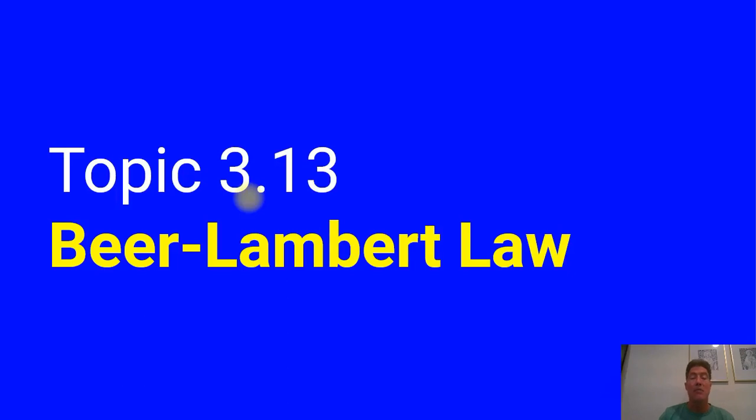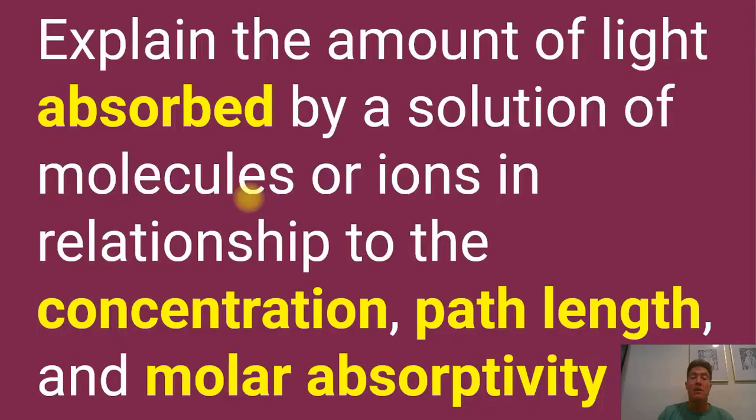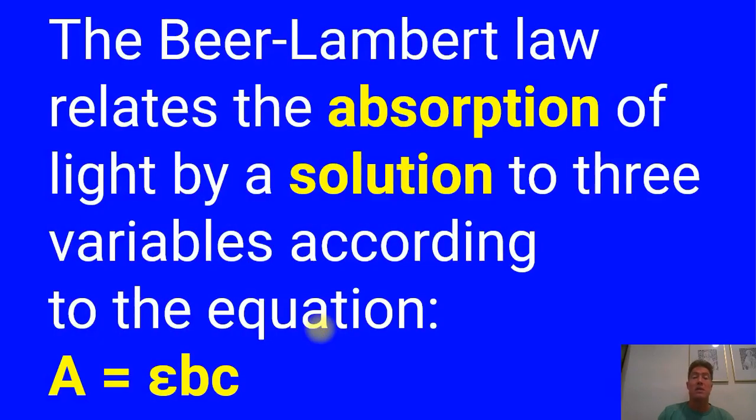That takes us to Beer-Lambert law. This is all about absorption, light absorption. The amount of light absorbed by a solution is related to the concentration of the solution, the path length, so how much distance the light has to cover, and what's known as molar absorptivity, how much light this solution will absorb. So this gives us the Beer-Lambert law, which relates the absorption of light by a solution to three variables.